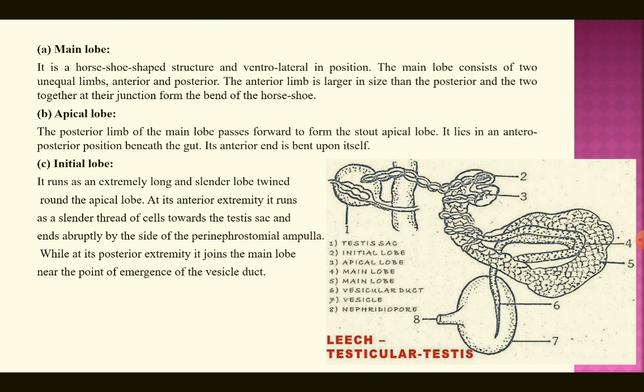The main lobe. Here you look at the diagram and then try to follow what has been explained. That makes your understanding better. The main lobe is a horseshoe shaped structure and ventrolateral in position. The main lobe consists of two unequal limbs, the anterior and the posterior. The anterior limb is larger in size than the posterior, and the two together at their junction form the bend of the horseshoe shape.